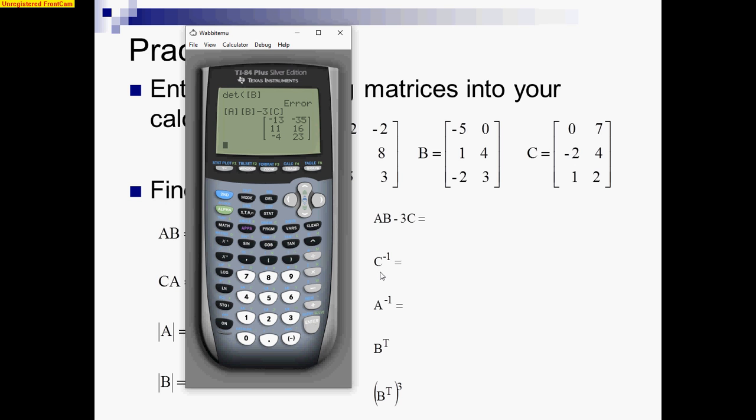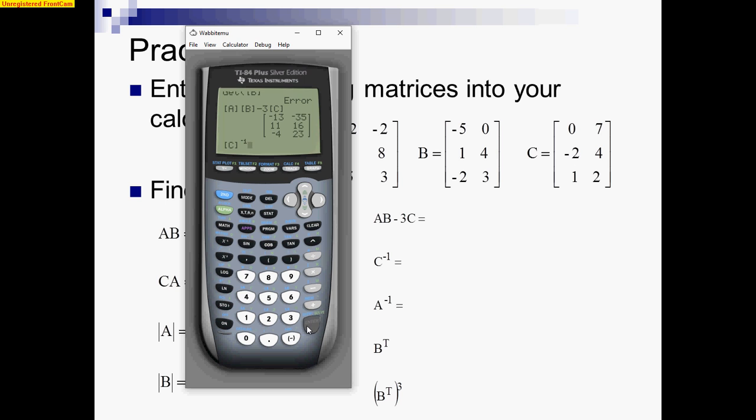Now, how about C inverse? Matrix C. You actually have an inverse button on your calculator. Do you know where it is? You might think of it as a reciprocal button, but that's not a reciprocal button. It's an inverse button. C to the -1. Right? It just so happens for numbers that the reciprocal and the multiplicative inverse are the same for real numbers. But that is an inverse button.